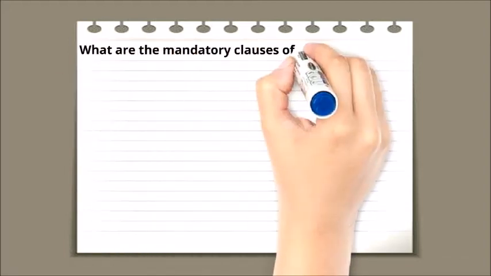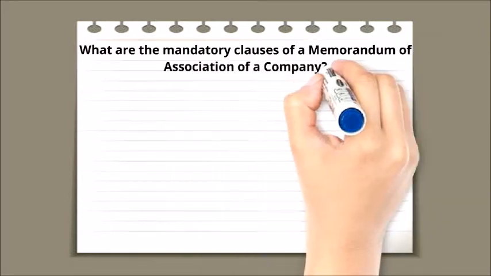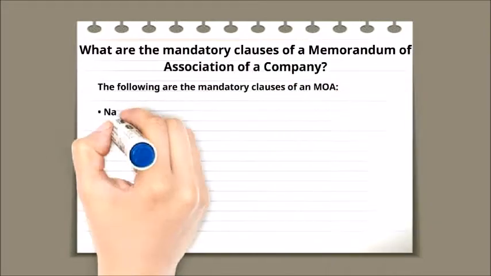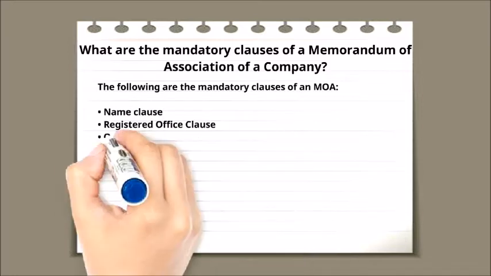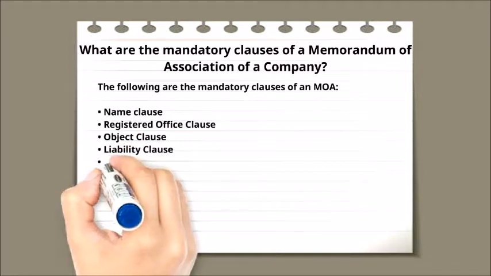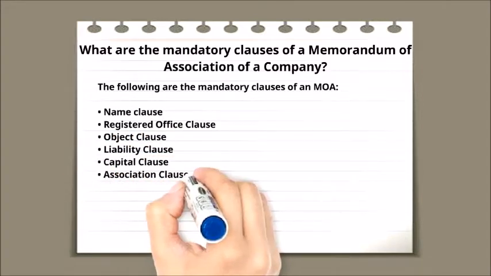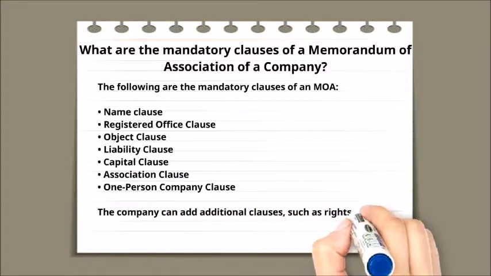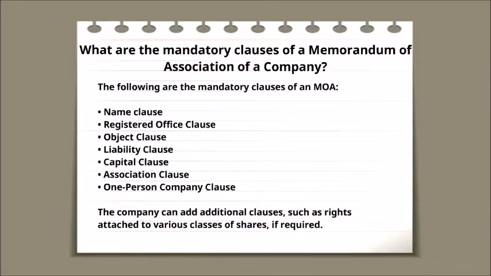What are the mandatory clauses of a Memorandum of Association of a company? The following are the mandatory clauses of an MOA. Name clause. Registered office clause. Object clause. Liability clause. Capital clause. Association clause. One-person company clause. The company can add additional clauses, such as rights attached to various classes of shares, if required.